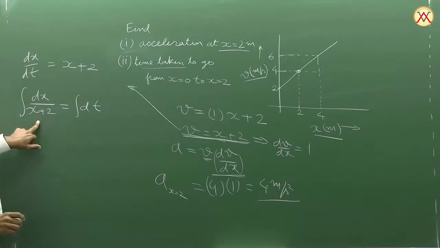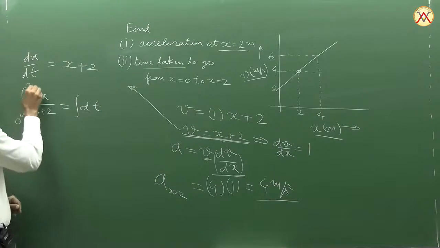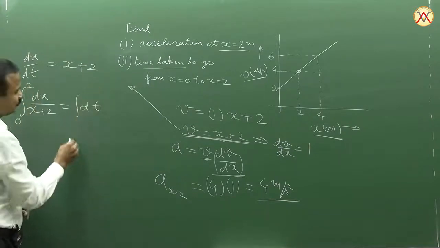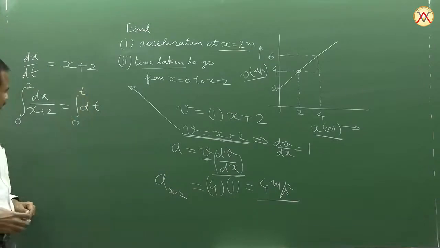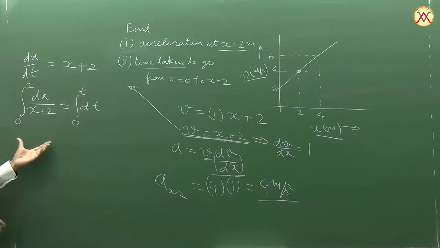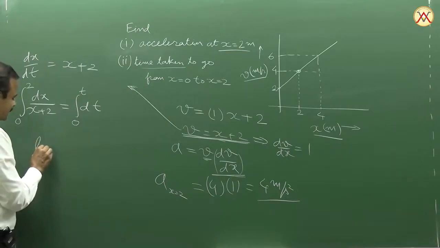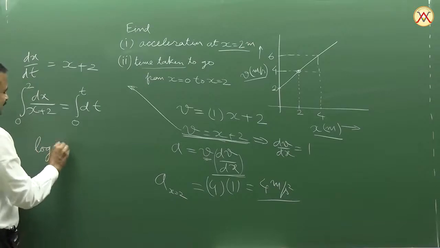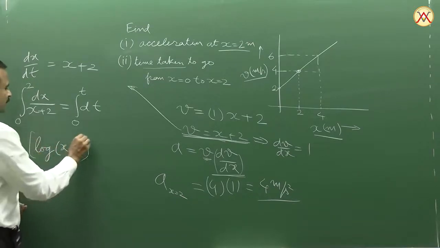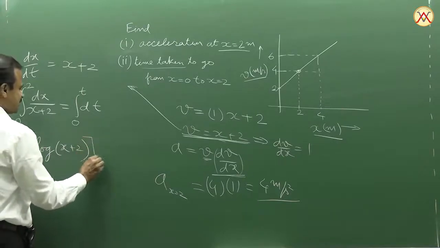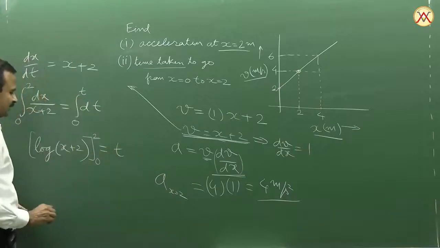What are the limits for x given in the question? 0 to 2. And I have to find the time for this duration, so 0 to t. T is the unknown that we have to find. Left hand side, the integral is very simple. You can easily see this is log of x plus 2, with limits 0 to 2, equal to, right hand side, simply t.